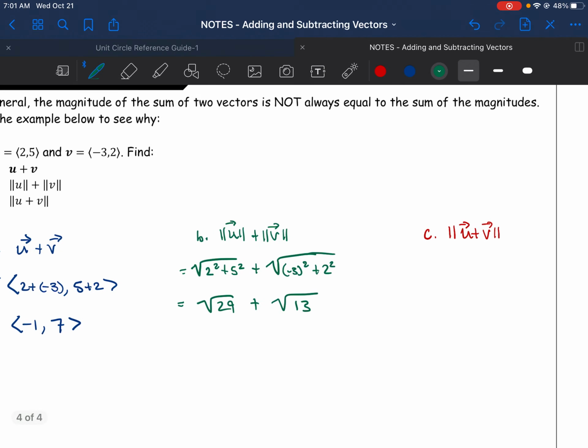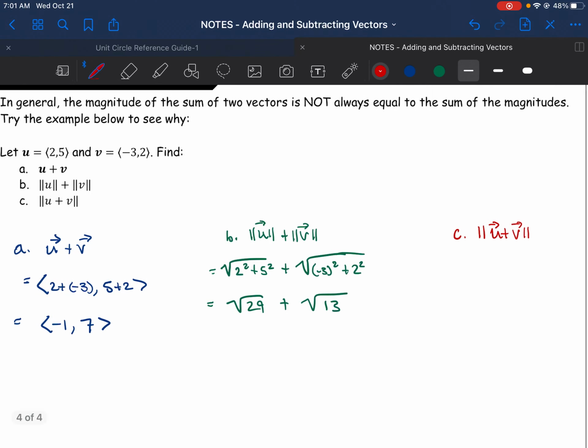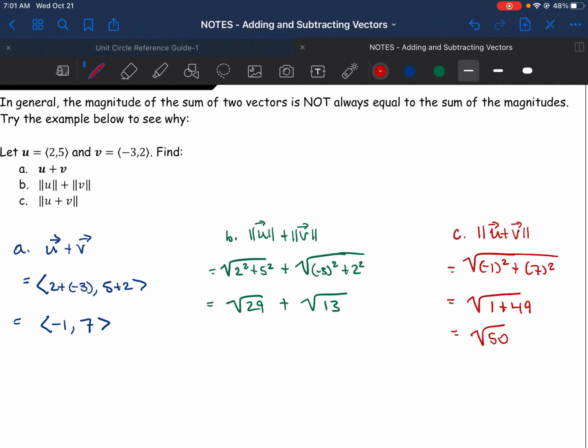Now let's look at the magnitude of the sum. So we've already done the sum of vector u plus vector v. That was (-1, 7) right here. So now let's find the magnitude of (-1, 7). This would be the square root of (-1) squared plus 7 squared. Well, we know negative 1 squared is 1, 7 squared is 49. This is the square root of 50. And we know that 50 is 25 times 2, so this is simply 5 square root of 2.